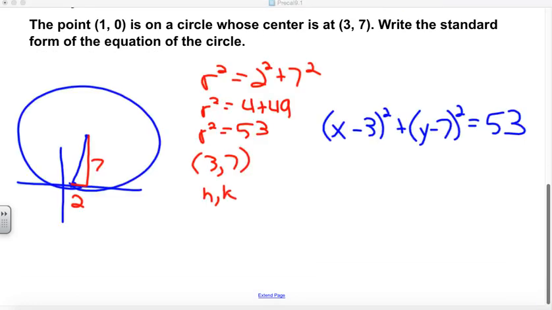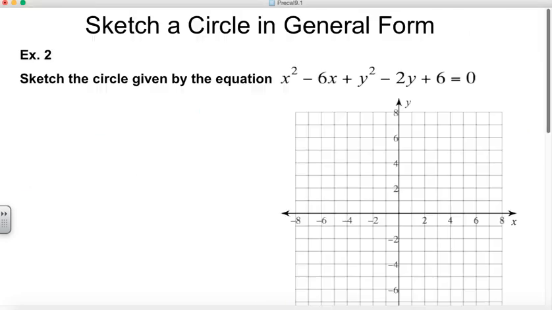So there's our drawing from our center to a point that's on the circle, and we count the distance over as 2 to go from 1 to 3 on the x-axis, and then to go from 0 to 7 on the y-axis is 7. So we use the values 2 and 7 in the Pythagorean theorem to find r squared. We get r squared as 53, and of course our center is at 3, 7, so we can plug those into our equation. All you need to know is the center of the circle and the radius. So we plug them in: x minus 3 squared plus y minus 7 squared equals the radius squared, which is 53.